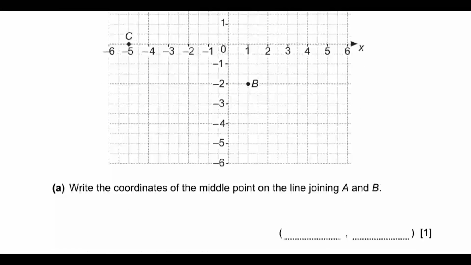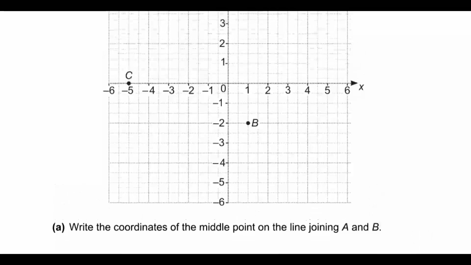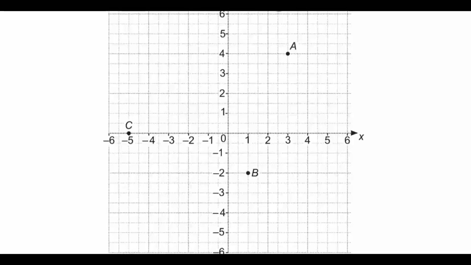Write the coordinates of the middle point on the line joining A and B. Okay, so first of all, let's join A and B together. So if you draw a line from B to A like this, or from A to B, you have 2 options. You can just count the distance between the x values.